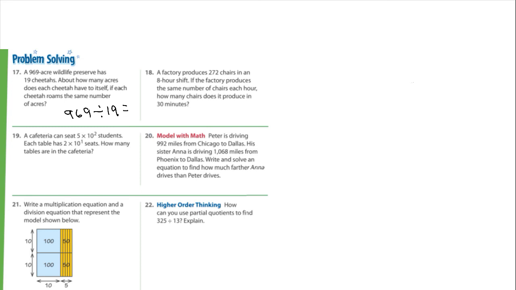Any idea? Okay, so I'll read it again. A factory produces 272 chairs in an 8-hour shift. So if it produces the same number of chairs in each hour, how many does it produce? Don't worry about the 30 minutes part right now. So look over here how I set this one up. I'm asking you, how would I set up number 18? Basically would be what? Don't make these harder than they are.